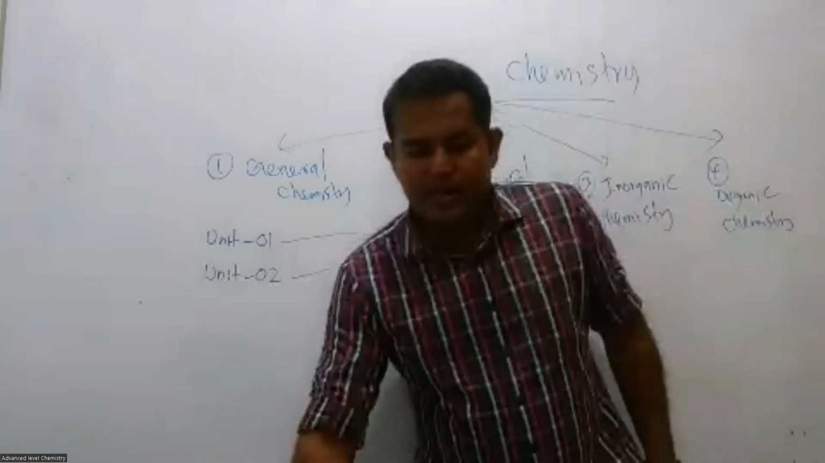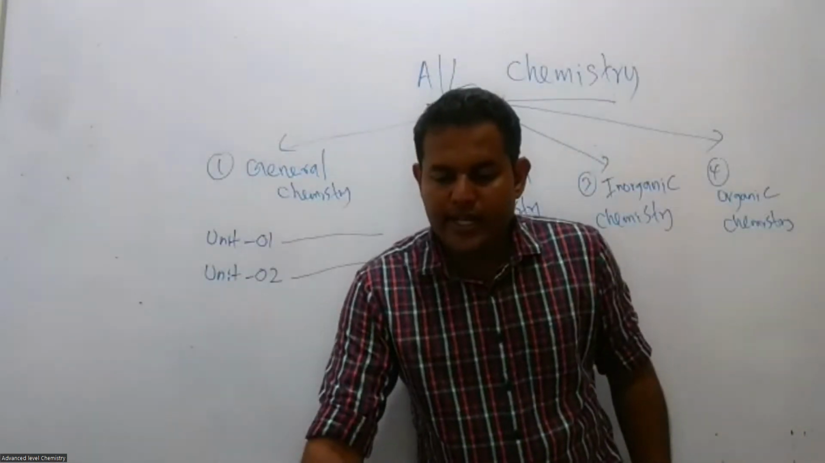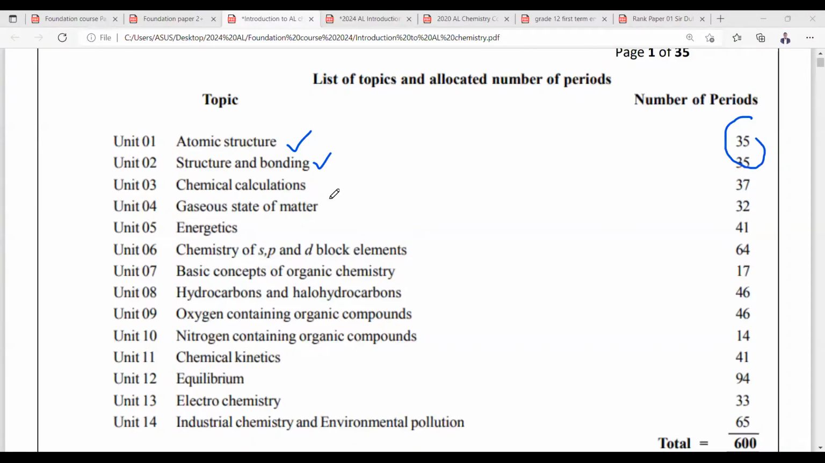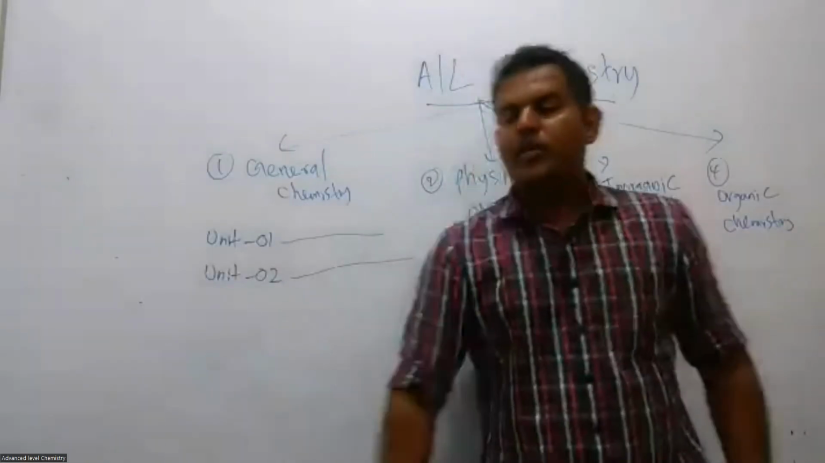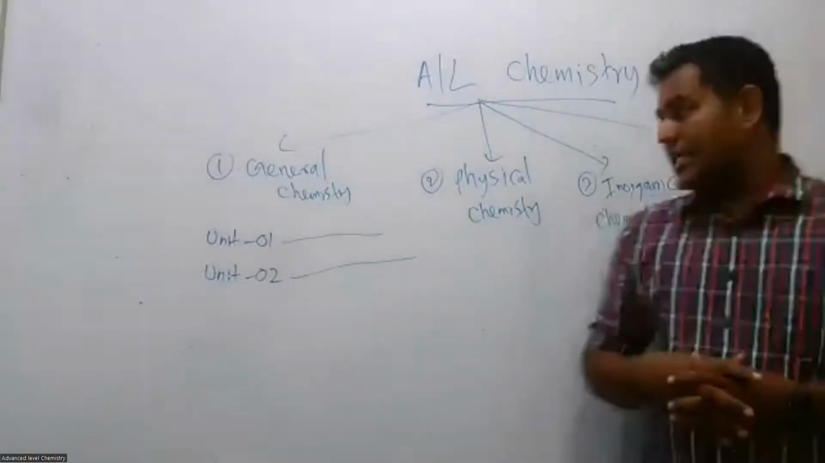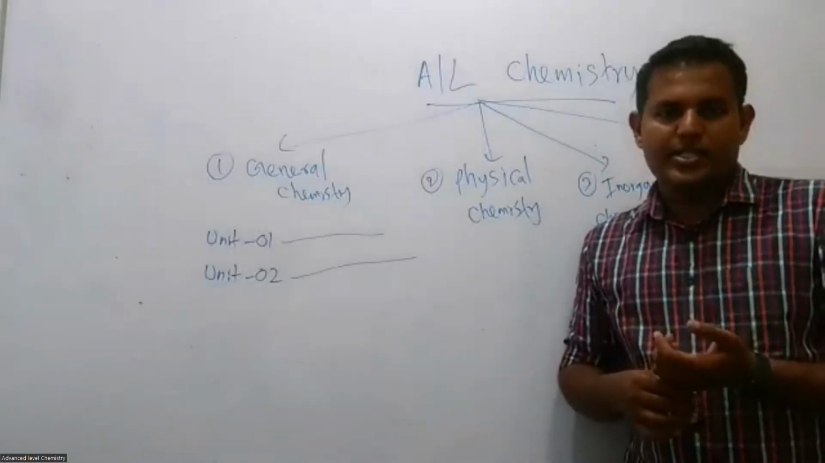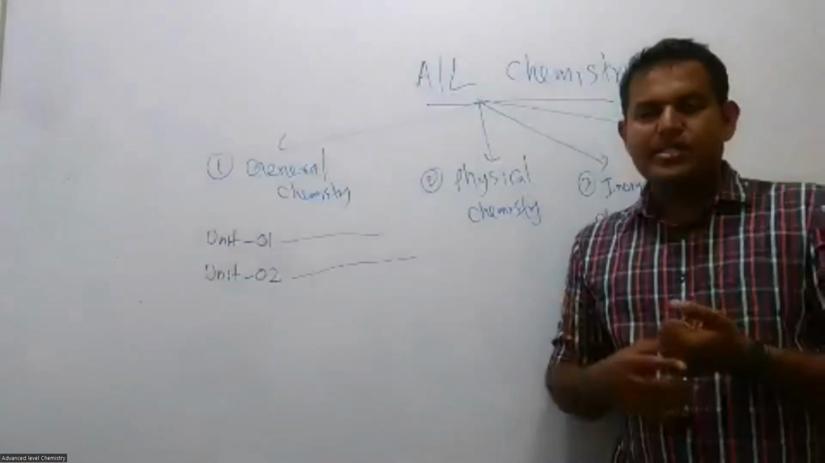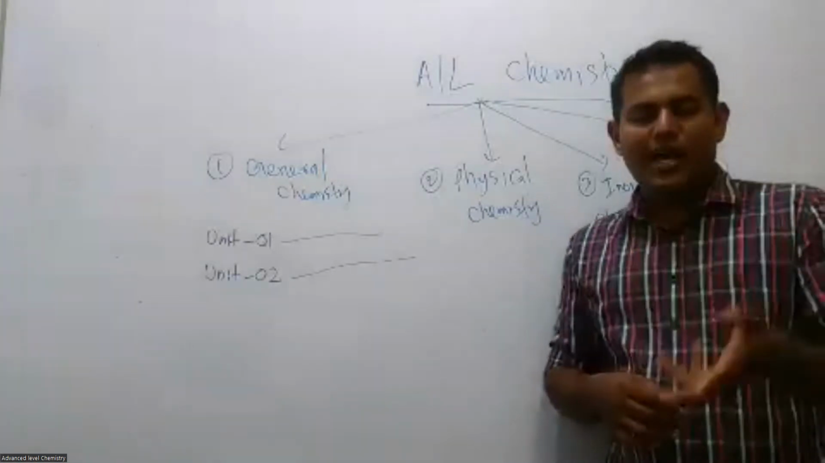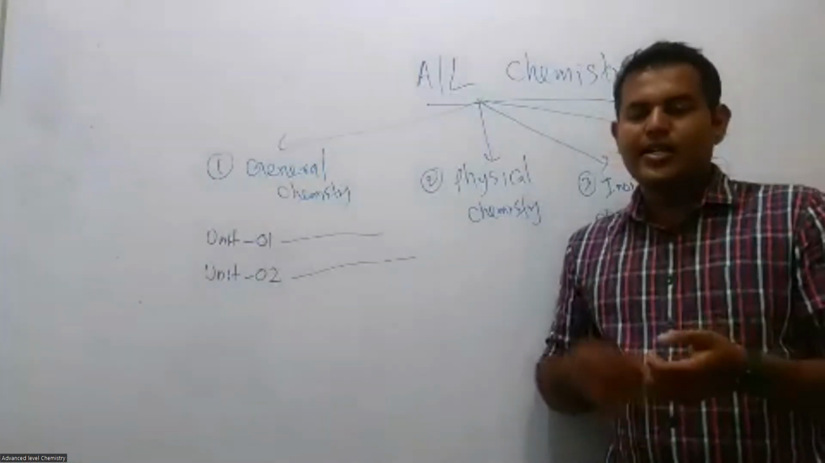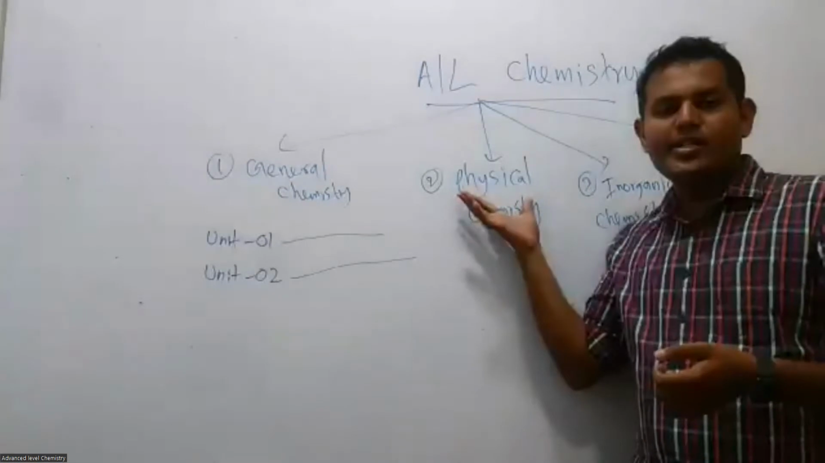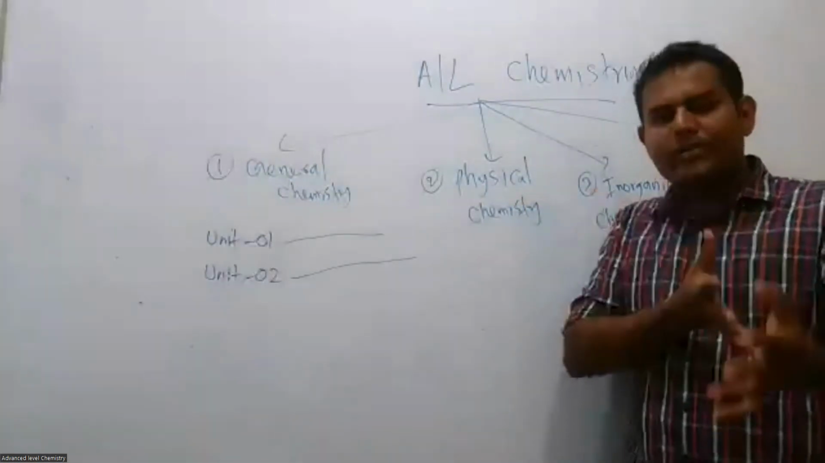Right. So under general chemistry, we have categorized that. Then what about physical chemistry? We are going to write the chapters related to physical chemistry. Physical chemistry means the chemistry based on calculations. If you are learning maths, that is called physical science. If you are learning biology, that is called biological science. Generally the term physical means it is related to the calculation side.